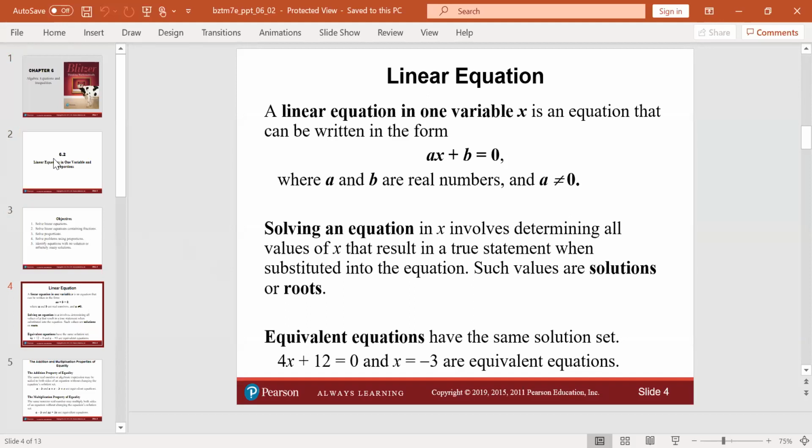So we have to start off. We have some things we have to define. We have some forms we have to look at. A linear equation in one variable is an equation that can be written in the form ax plus b equals 0. A and b have to be real numbers. X is your actual variable. And then a shouldn't be 0 or else it's really not linear. So some quick examples of that.